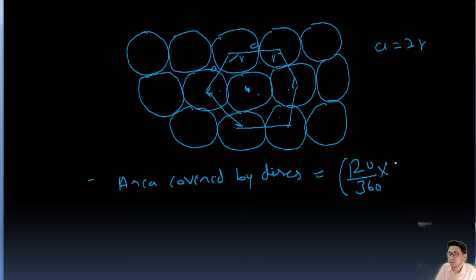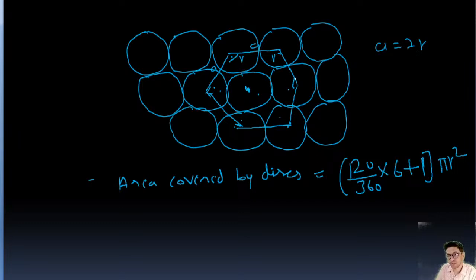Okay, so how many atoms are there? 1, 2, 3, 4, 5, 6, right? 6 plus the effective number we are getting, right? This is 1, this one. Okay, pi r square. So the area covered by disks inside the hexagon is going to be this one, because this is the effective number. Okay, these are at the corner.